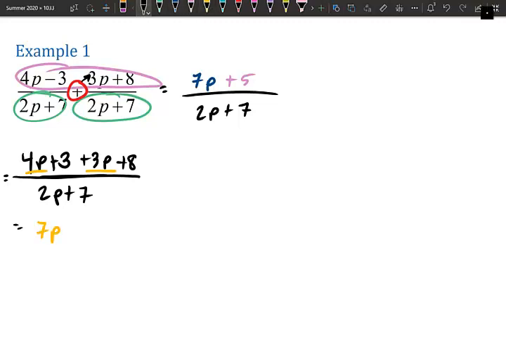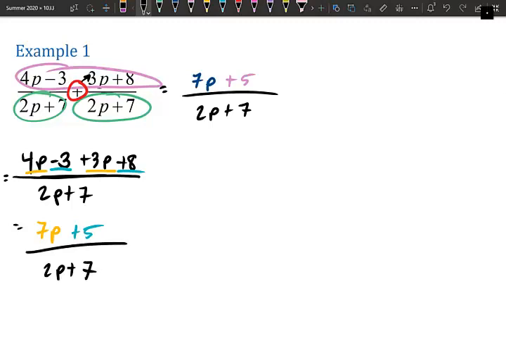Sorry, that's supposed to be a plus. Nope, sorry, that's a minus. I'm not going to take that out, you're just going to see it. I was looking at the wrong thing. Anyways, negative 3 plus 8, we get positive 5. And then that's over our denominator.